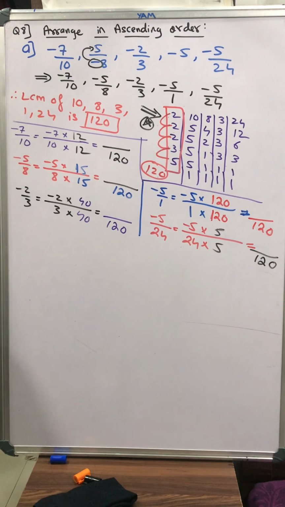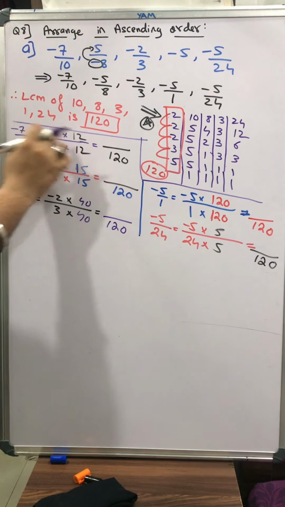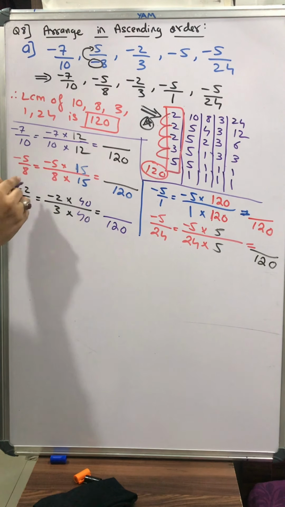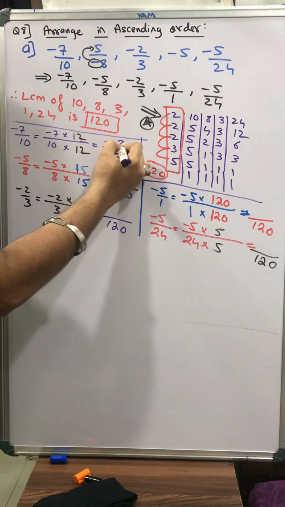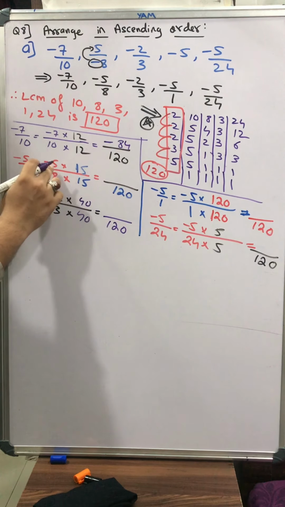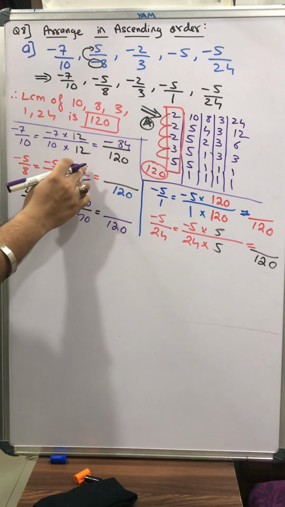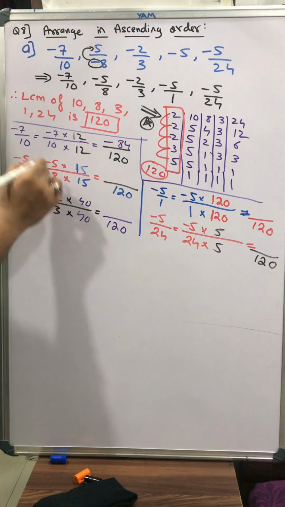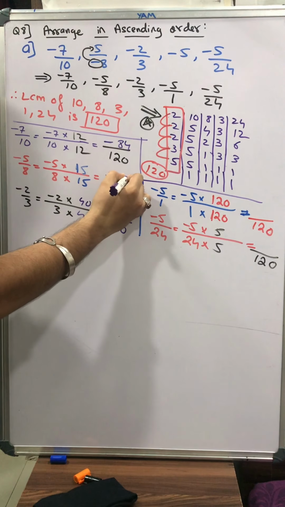So let's write the numerators now. Okay, let's multiply and write. I have minus 7 multiplied by 12. 7 12s is 84, but it's a minus, so it will be minus 84. Then I have 5 into 15. 5 15s is 75, but with a minus sign, so minus 75.